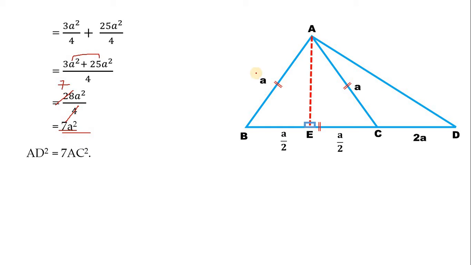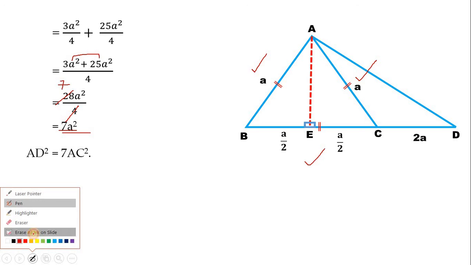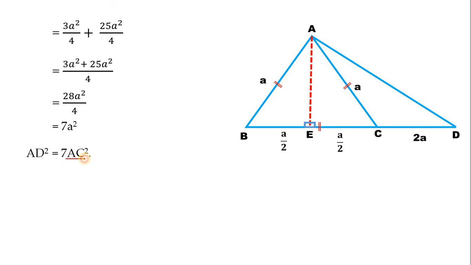So A value I can write as AB or AC or BC. But whichever they ask, that you have to write. So AC you have to write. In case they have asked AD square is equal to 7, AB square also they may ask, or else BC square also they may ask. Clear? See, this is what we wanted to prove. This is a little complicated problem, so practice very well.